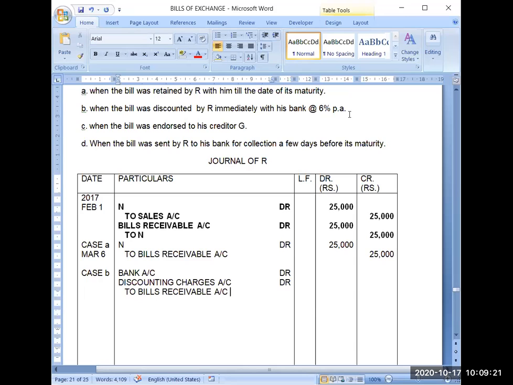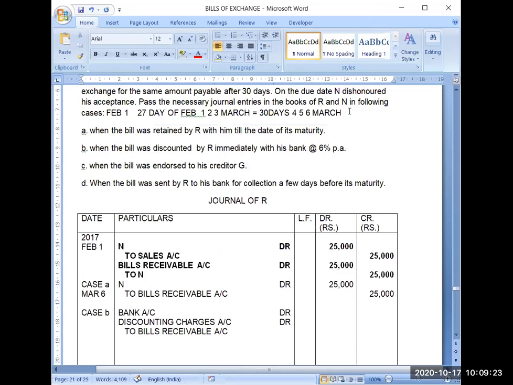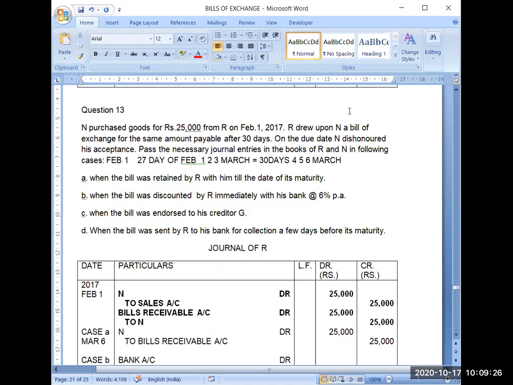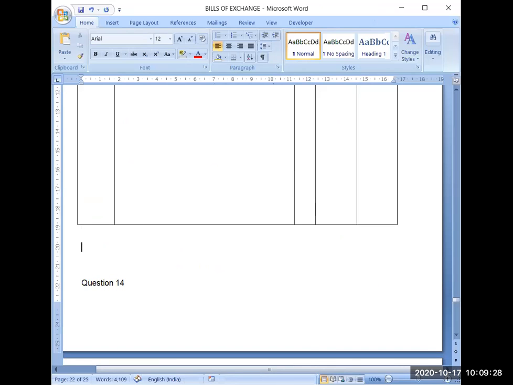Now 6% per annum is the discounting charge rate. So if I will calculate it in working notes, we can also give the calculation of due date in working notes. Discounting charges is equal to amount of the bill, 25,000, multiplied by rate upon 100, multiplied by days 30 upon 365.